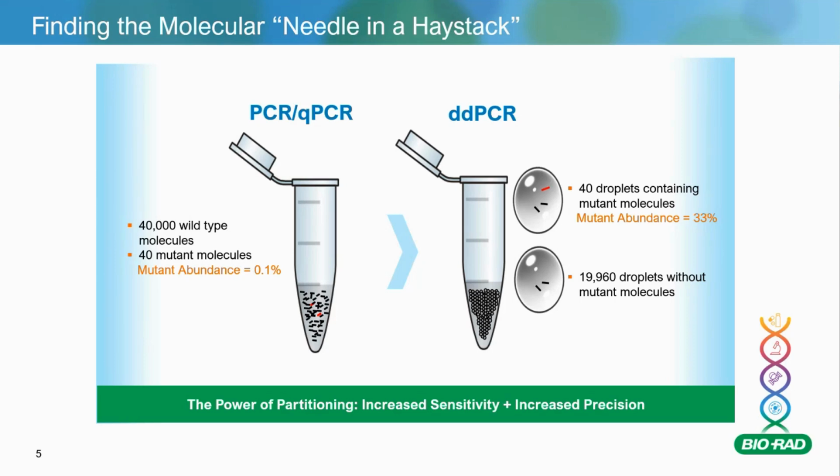In this example, in qPCR, you're looking at 40 mutant molecules in 40,000 wild types, which is just a 0.1% abundance. And when you compare that to ddPCR, you're looking at a 33% abundance, because a single droplet is either counted as positive or negative. So it's just a chance of picking up that single droplet, and that chance of it being detected is a 33% chance. So really that titrating out is a big assistance to detecting a limited quantity.